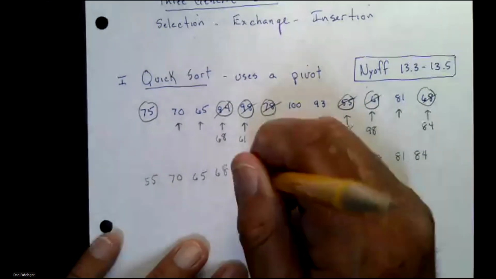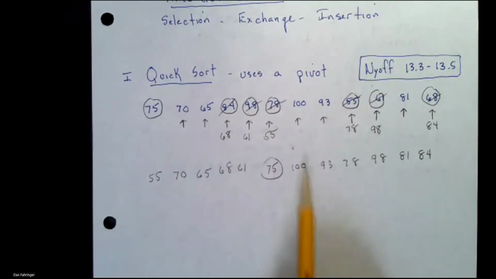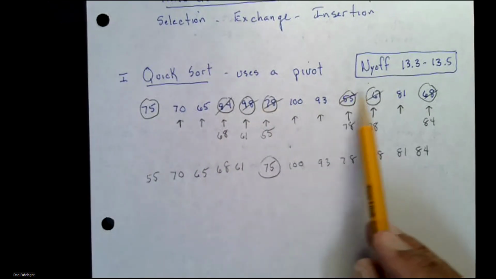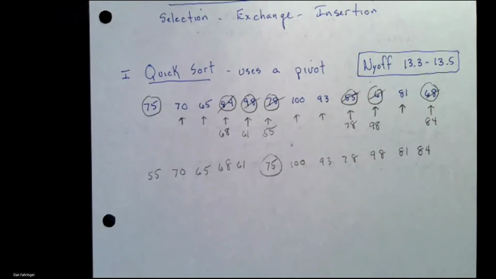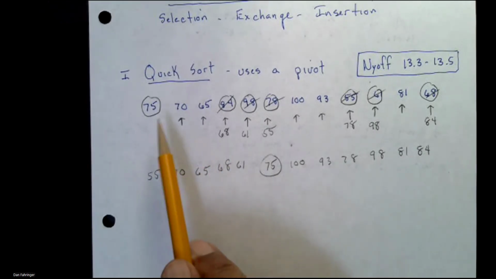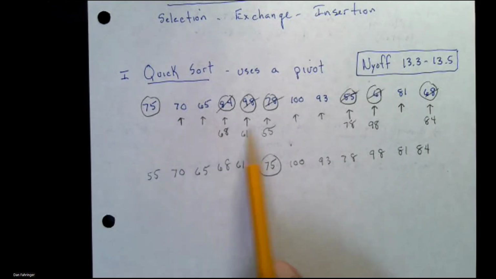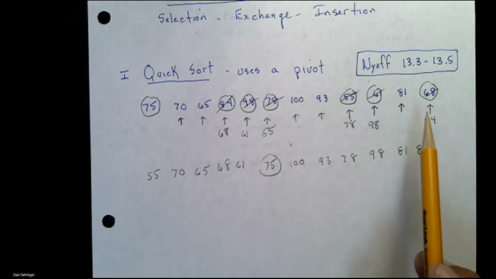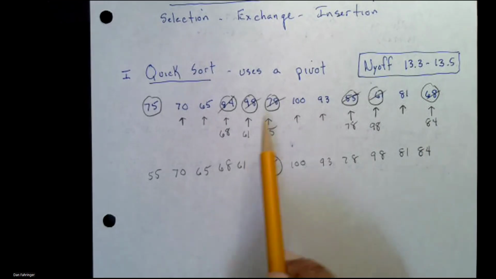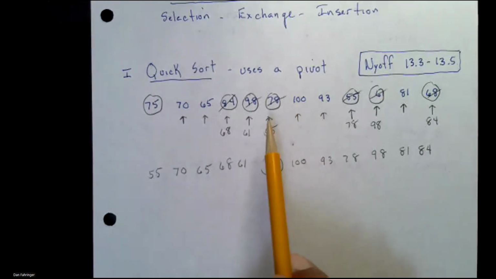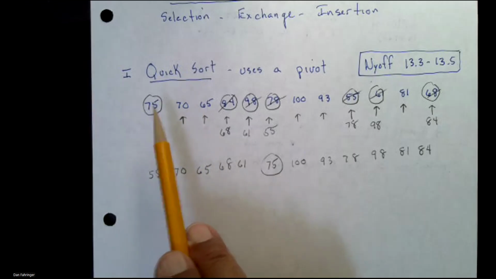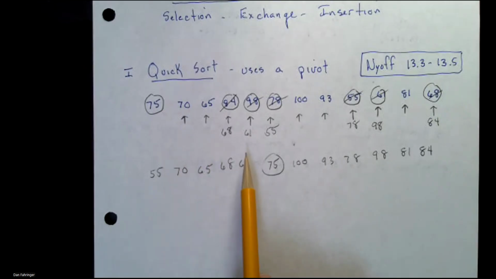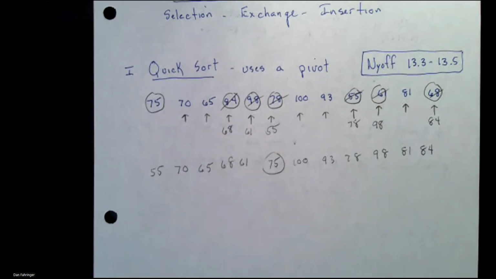How are you selecting the 55 to switch with the 75? Because that is smaller than 75, and the numbers here are greater than 75. So my list right now is 70, 65, 68, 61, 55, 100, 93, 78, 98, 84. Oh, that was the last one that swapped, so that's the one you're switching with. So yeah, this is where you would do a lot of trial and error to figure out I need a pivot, I need a left starting, I need a right starting, because you're going to keep repeating this process.